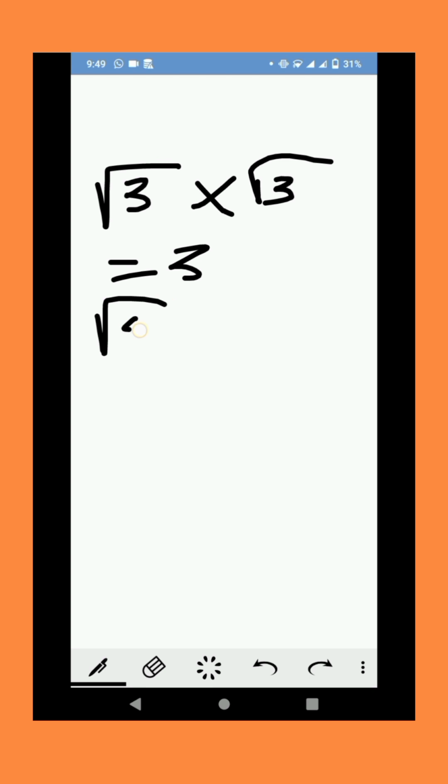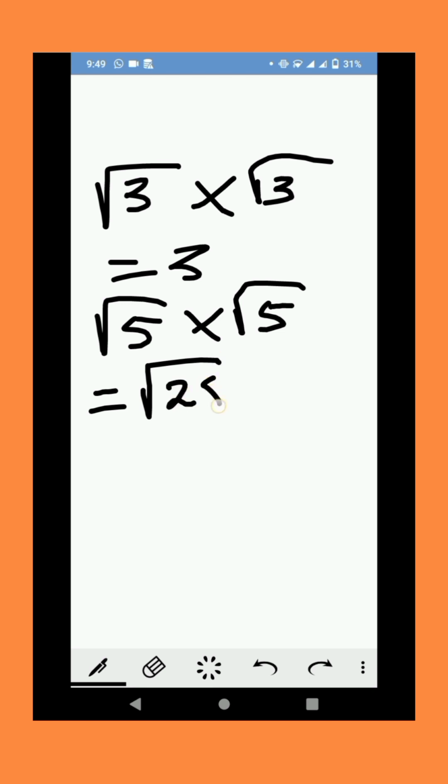And root 5 times root 5, of course, this will give us root 25. We have to take it easy. And root 25 is the same thing as saying 5. So instead of going through this medium, we can just move from here and arrive here. Alright, okay, that's about like surds.